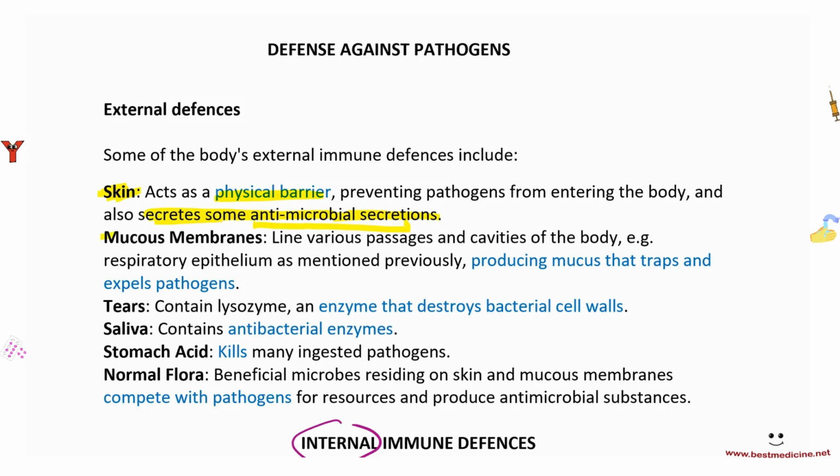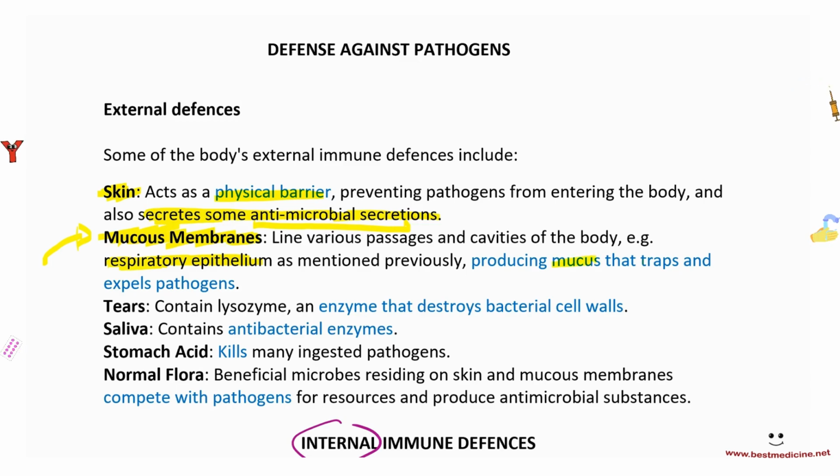The other one is mucous membranes. So what are mucous membranes? Mucous membranes are those membranes that line the inside of passages inside the body. For example, we already talked about goblet cells producing mucus in the respiratory tract. So that is a mucous membrane. Another type of mucous membrane would be the esophagus, the small intestines. Okay, so these are mucous membranes that line various passages and cavities of the body. For example, the respiratory epithelium produces mucus, which is removed by cilia, etc.